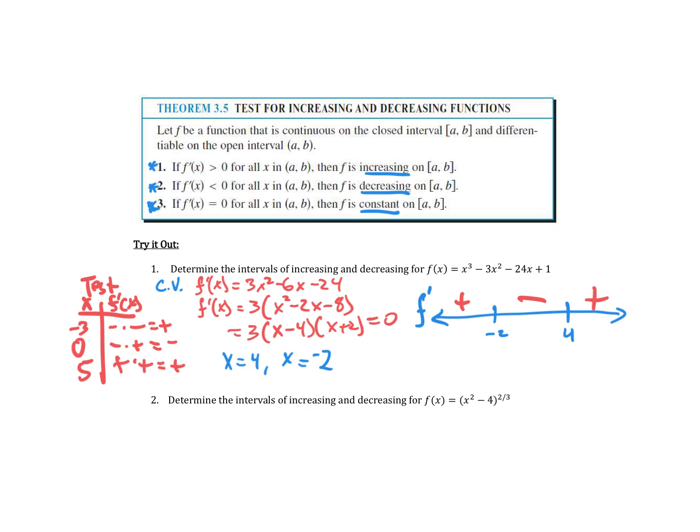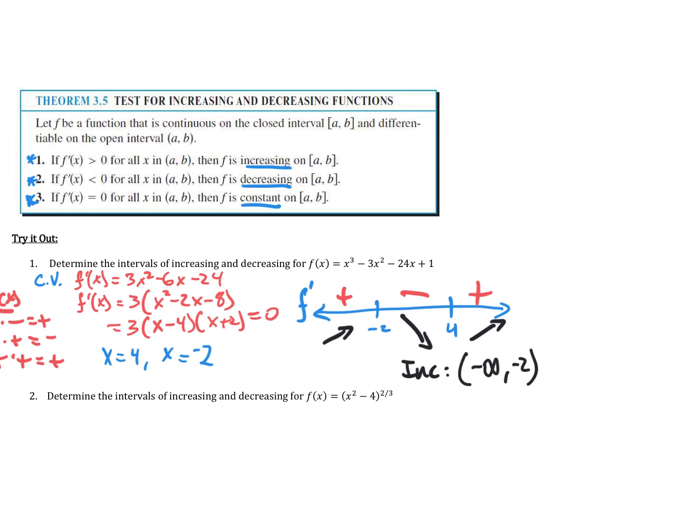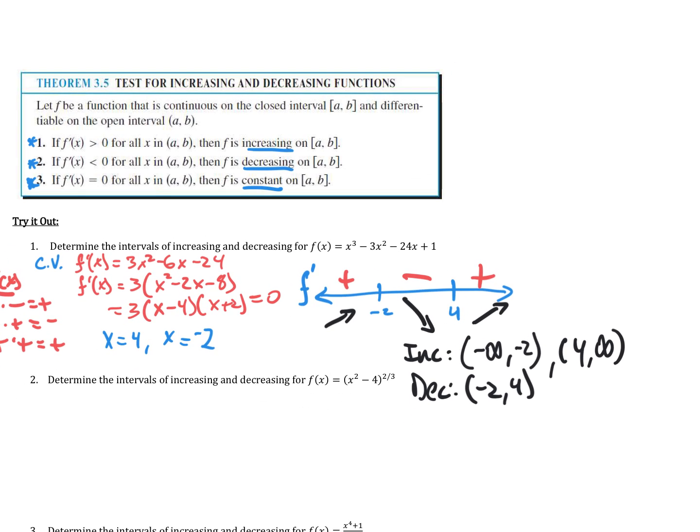Okay, so what's going on? This is going up, this is going down in this interval, and up. So we can state our intervals of increasing and decreasing. Our increasing intervals are from negative infinity to negative 2 and from 4 to infinity. For decreasing, we know that it is from negative 2 to 4. So we don't actually have to graph this function now to know the intervals of increasing and decreasing.